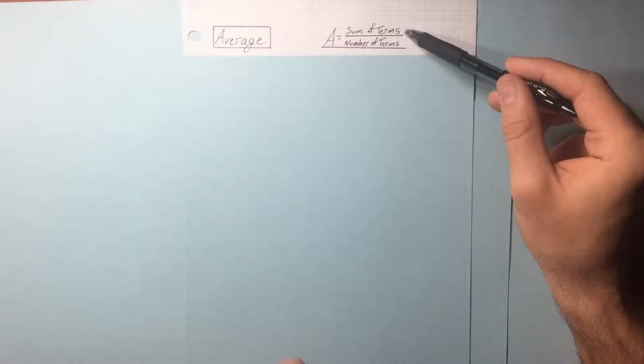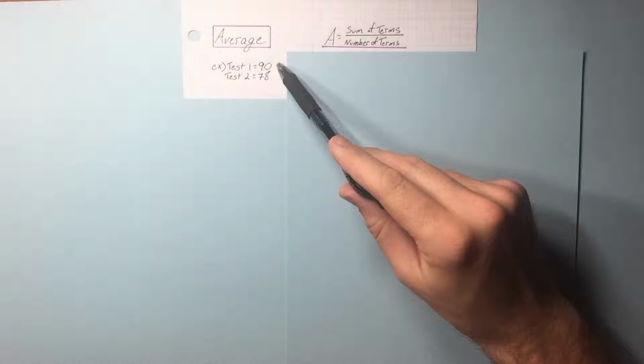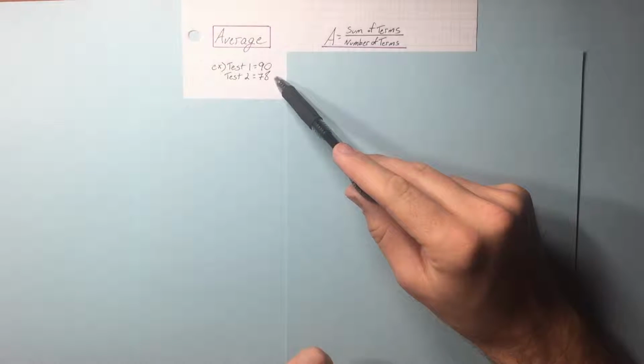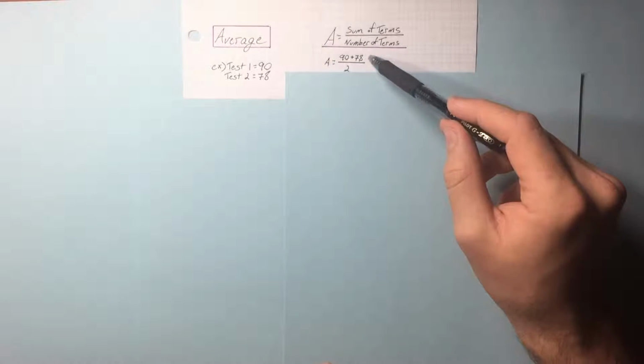Averages: the sum of the terms over the number of terms. First test you got a 90, the second test you got a 78. The number of terms was 2, and the sum of the terms is 90 plus 78. 168 over 2. Your average of the two tests is 84.